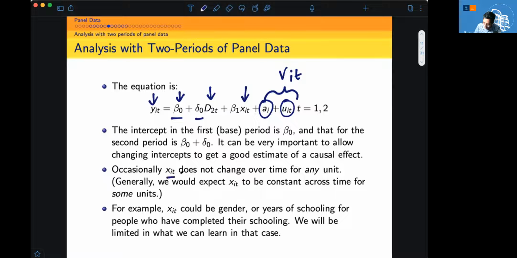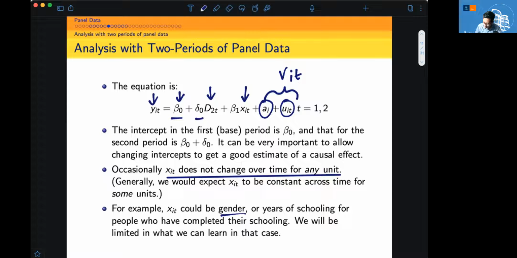Now, note that x_it does not change over time for any unit. For example, if we observe gender, or the schooling variable for someone who completed schooling, it doesn't change anymore. In a particularly short time period, the region in which the individual lives, or the district in which the individual lives, doesn't really change by that much. Okay, so we can observe those kinds of variables in the data set. Here in this case it is gender and stuff like that.